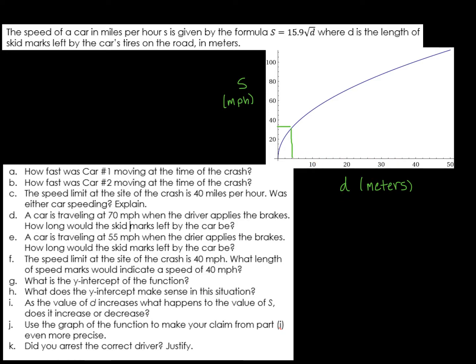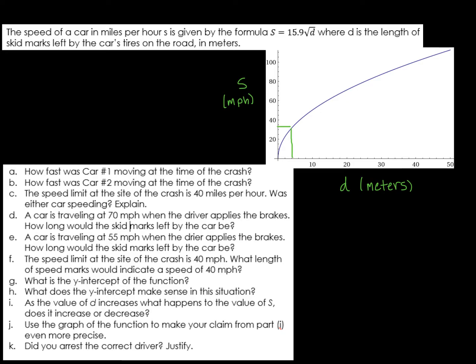Not too hard to see what's happening here. The longer the skid marks, or the greater the value of D, the greater the value of S, or the speed that the car was traveling. And so that's pretty easy to see. Speed will increase as D increases. But let's make our claim even more precise.